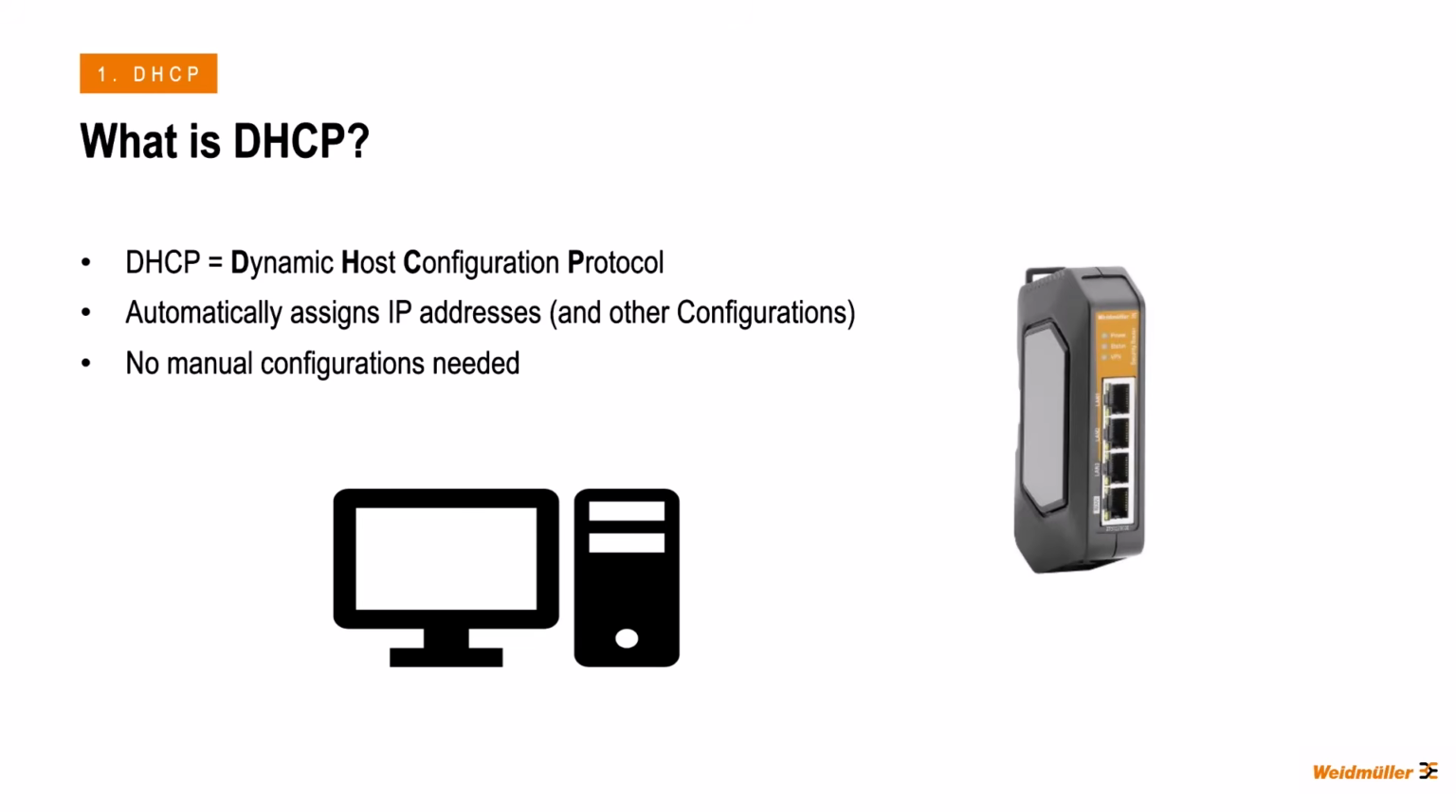DHCP stands for Dynamic Host Configuration Protocol, and it is used to provide the network settings like IP address, subnet mask, and gateway to clients newly connected to a network. This protocol assigns IP addresses from a predefined range of IP addresses. And you don't have to configure each client by yourself.